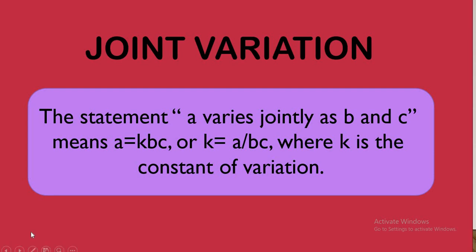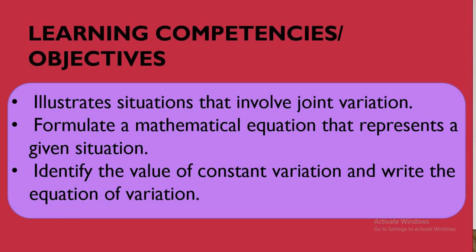Joint variation. The statement A varies jointly as B and C means A is equal to KBC, or K is equal to A over BC, where K is the constant of variation. Learning competencies, objectives: illustrates situations that involve joint variation.